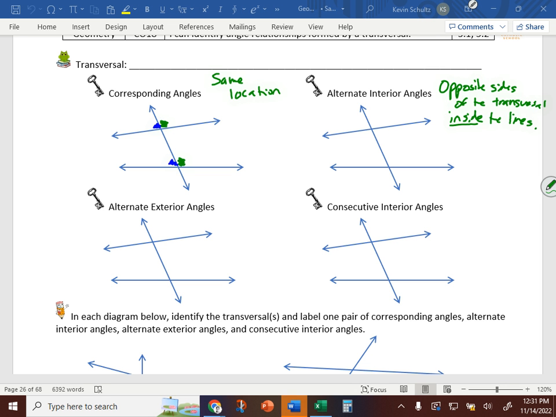So if this is one angle, mark that one there. The one that is the alternate interior is opposite sides of the transversal, inside the lines or in between the lines, it would be this one here. Okay? They're on opposite sides of the transversal, right? One's on the left side, one's on the right side, and they're inside or in between the two lines. That would be alternate interior angles.